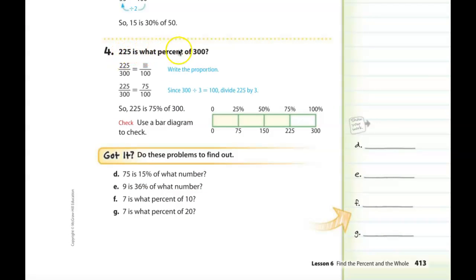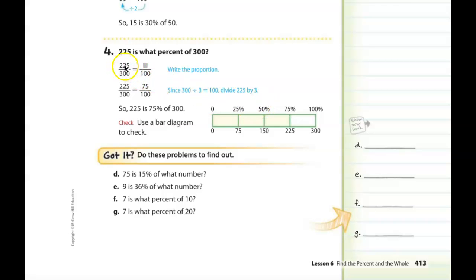225 is what percent of 300? In this case, they tell us the part and the whole. 225 over 300 is what percent? So we know the 100 at the bottom. Okay, so they get 75% because, well, we could do it a couple different ways.